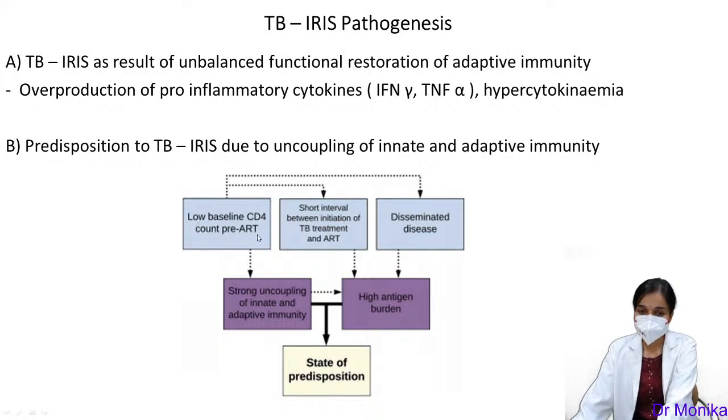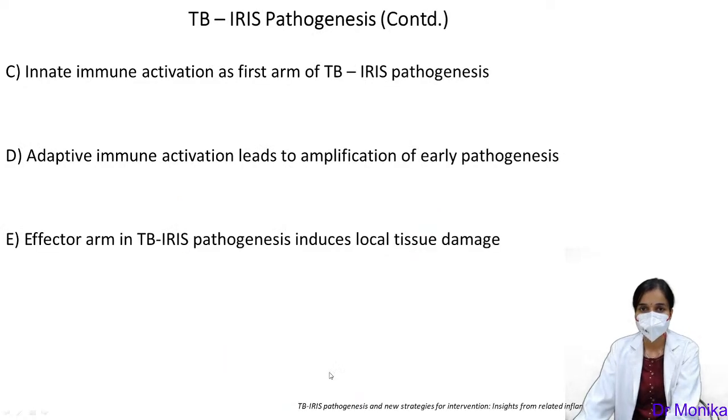So there is a low baseline CD4 count pre-ART. Then there is also a short interval between the initiation of TB treatment and ART. And third is the disseminated disease and the high antigen burden. These all cause a strong uncoupling of innate and adaptive immunity, leading to a state of predisposition. So these are the three immune arms which play a role in the development of TB-IRIS.